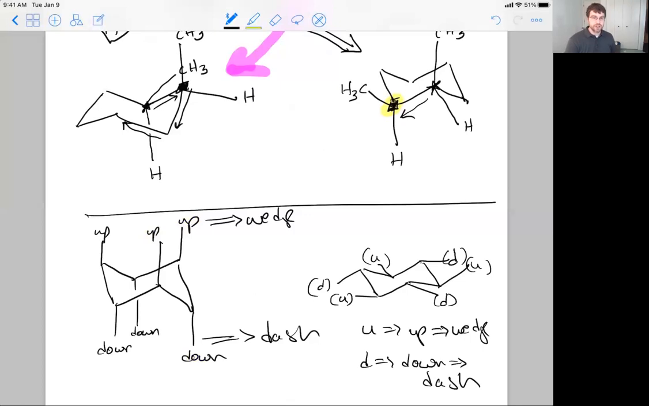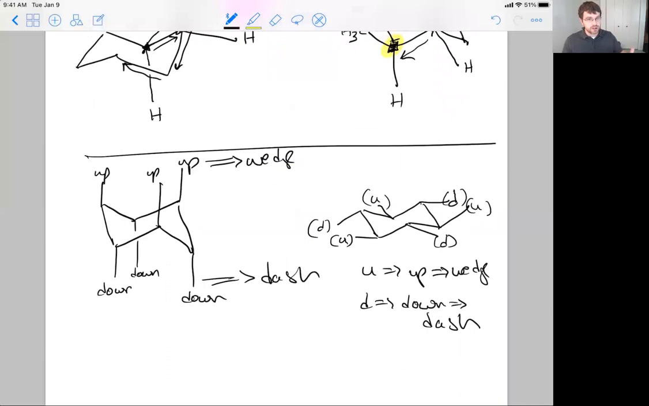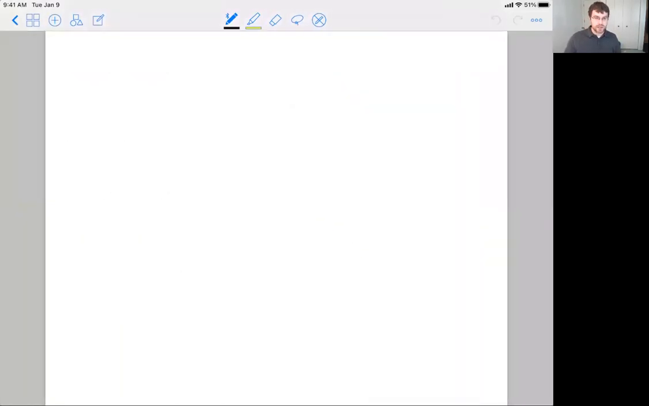And what I want to do is just start to glimpse into what it's like to flip the chair, just so that we could kind of see this. We've talked about doing chair flips and what they are, but let's just look very briefly at what it does to the wedges and dashes on a ring. So, chair flipping.